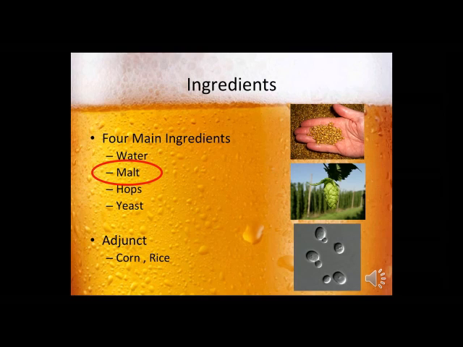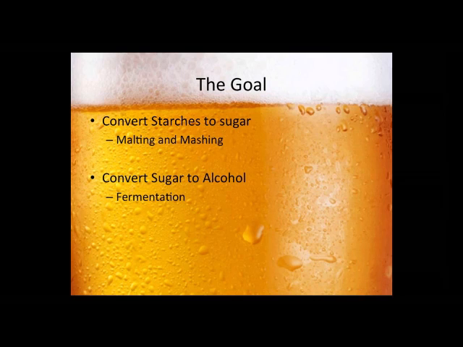Malt is our starch supplier. It's our starch source. We can use corn and rice, but we're going to basically focus on malt. So the goal of brewing, obviously, is to make beer, but to do this, we need to convert that source of starch to usable sugars. This is started during the malting phase, and we finish that during our mashing steps. That sugar then gets converted to alcohol by the yeast during fermentation.